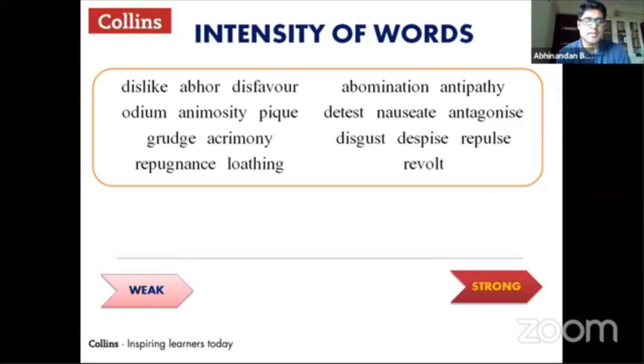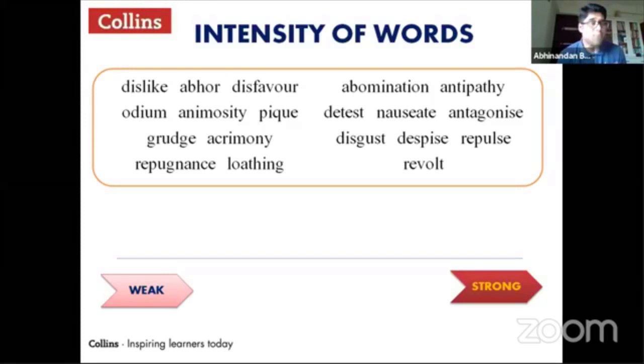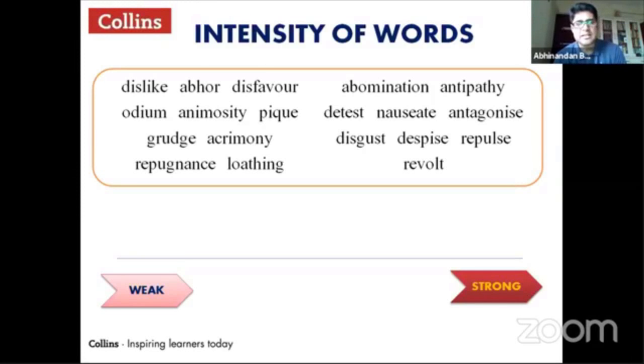This is the word line that I was mentioning. We can talk about this as an intensity of words. Now I've taken up some words which mean hate. All these words that you see on screen in this particular orange box, they all suggest hatred. They all suggest a negative emotion, in one form or the other, like dislike, abhor, disfavor, odium, animosity, pique, grudge, acrimony, repugnance, loathing, abomination, antipathy, detest, nauseate, antagonize, disgust, despise, repulse, revolt. There could be many more words added.